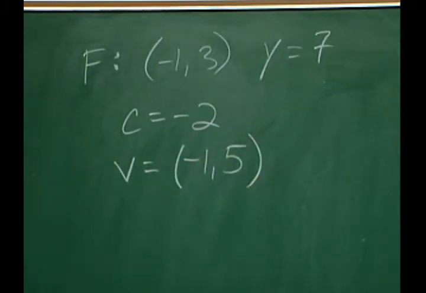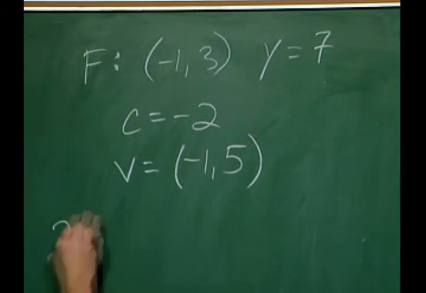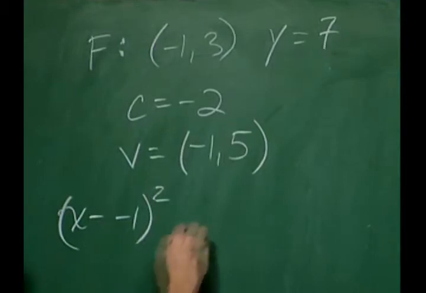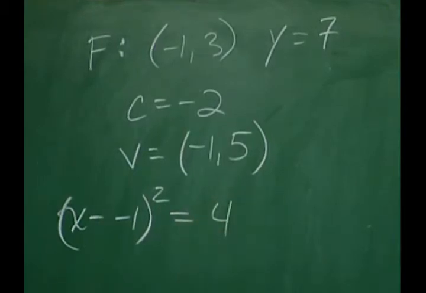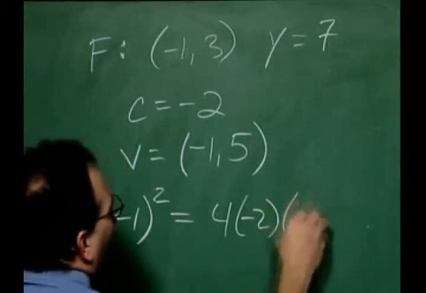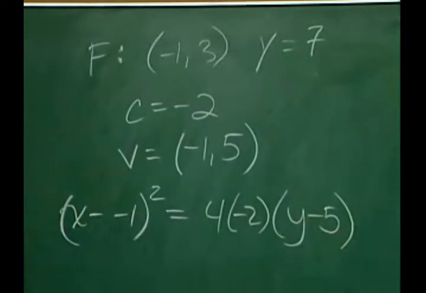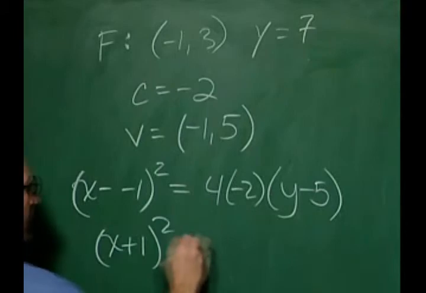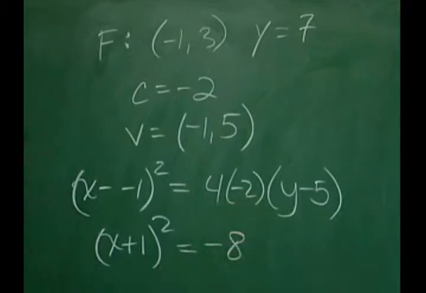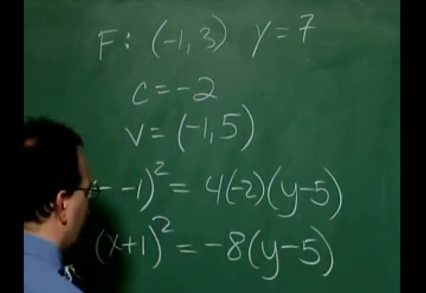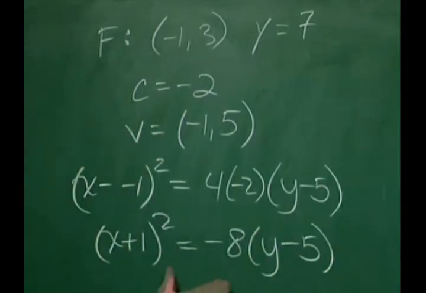The equation of the parabola will then be (x − (−1))² = 4c(y − 5), where c is −2. Over here, it simplifies to (x + 1)² = −8(y − 5). And that would be the equation of the parabola that I hope you also came up with.